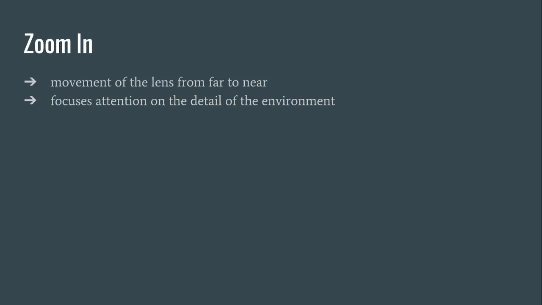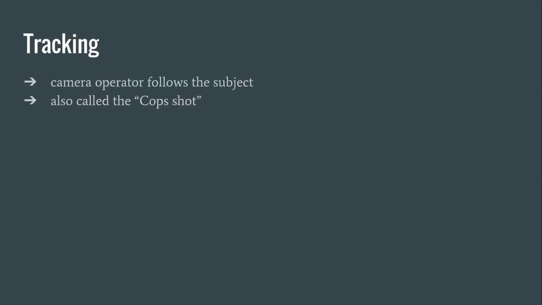Zoom in, obviously, is when it moves the lens from far to near, and it focuses the attention on the detail of the environment. Zoom out is when the movement of the lens moves from near to far, and it focuses on the subject in relation to the environment.